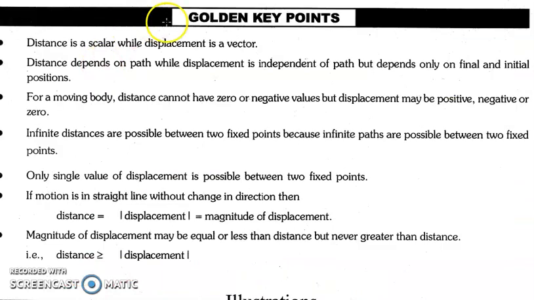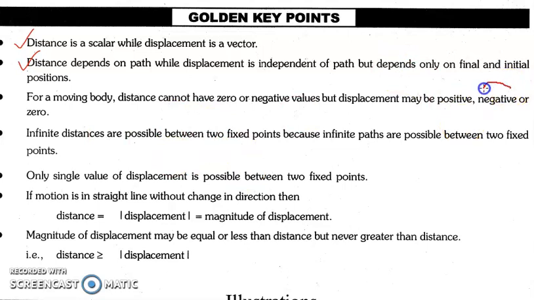Okay, next, these are the few key points that need to be taken into consideration. First is, distance is a scalar quantity while displacement is a vector. This we already know. Distance depends upon path and displacement is independent of path but depends only on its initial and final position. This also we know. For a moving body, distance cannot have 0 or negative values, but displacement may be positive, negative or 0.